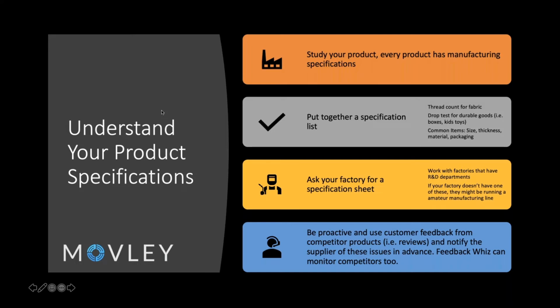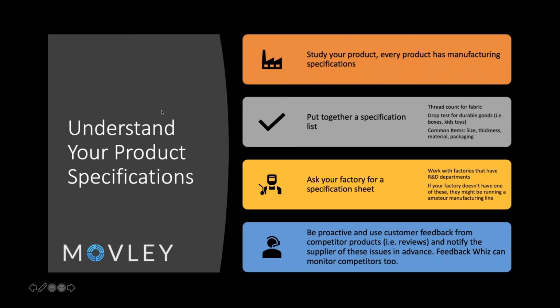The second point is you want to put together a specification list for your product. For fabric, for example, that might be a thread count, or you might have a drop test for durable goods, like a box or a kid's toy. You might drop the product on the floor and see how many times you can drop it before something breaks. Some other common items for the specification are size, thickness, material, and also some notes on the packaging.